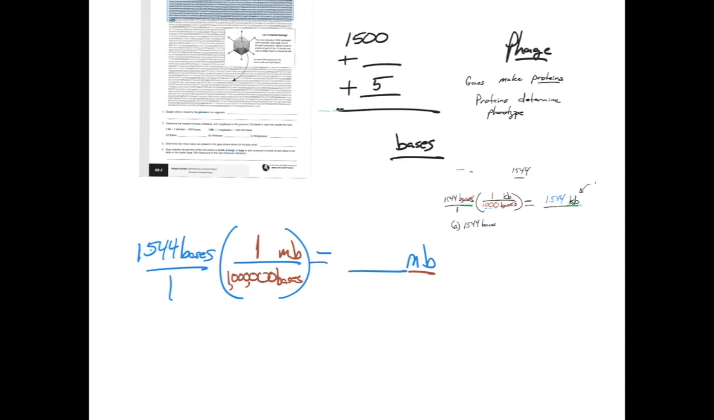So I'm going to move the decimal how many times? 6 times. So 0.00154 megabases. Do you agree? 1, 2, 3, 4, 5, 6. That's right.